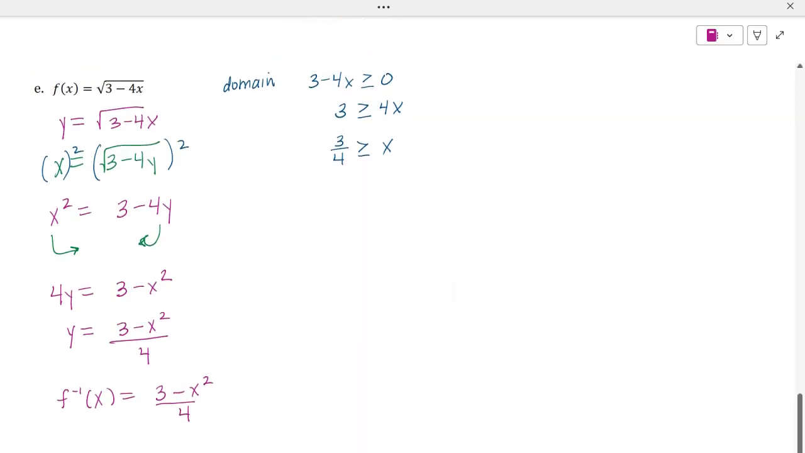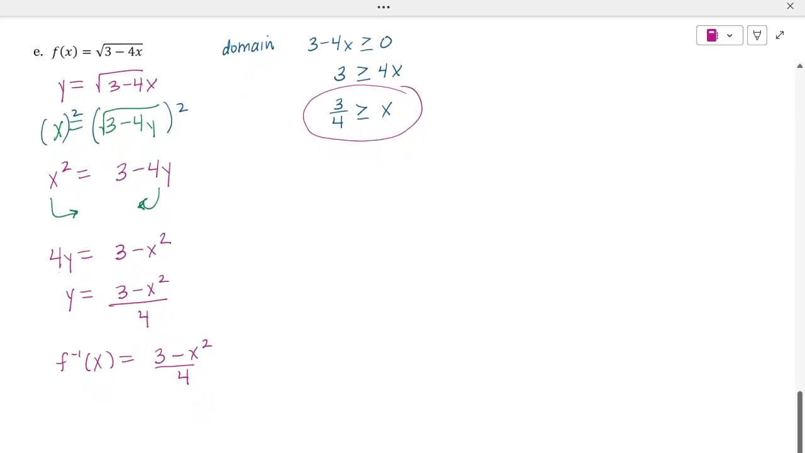Now, our original had a restriction in the domain, so we're expecting that the range for this one is going to be that our y values are less than or equal to 3/4, right? Because our domain and range should switch. But we also know that because this final answer here is a quadratic, we're going to have to restrict the domain here because the square root graph is only going to be half of the reflection of the square root graph. Let's look at the graph to help our understanding of this.